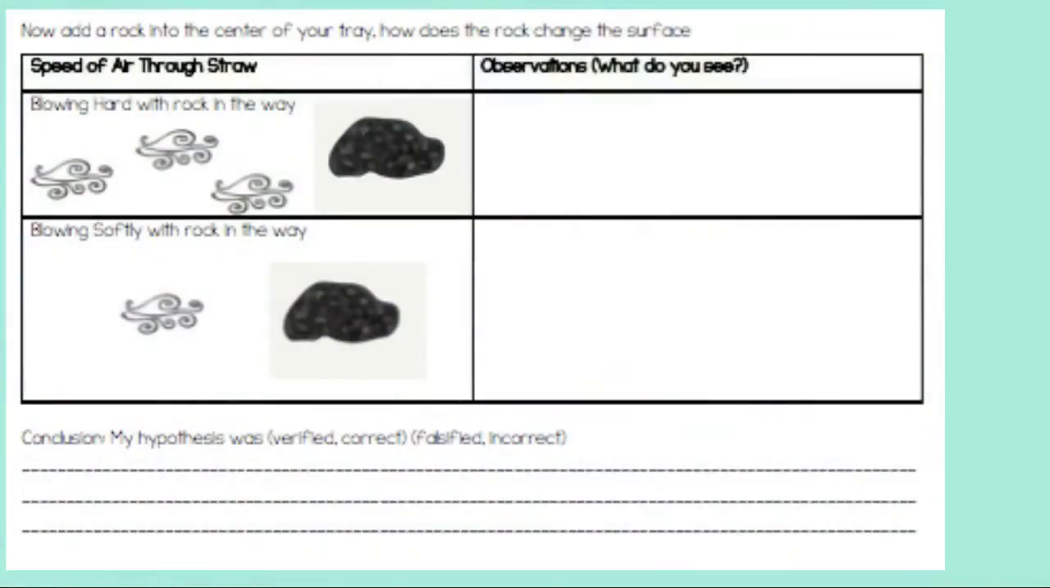All right, so continuing on, make sure you write your conclusion. Was your hypothesis verified or falsified? So when you predicted which one had the biggest waves, which one was the truth? And honestly, for me, I think it was the one with blowing hard and the rock in the way, because not only do we have the force or the energy from the straw and the air that we're pushing out of our lungs, but we also have that friction or that hitting of the rock when it's in the water.